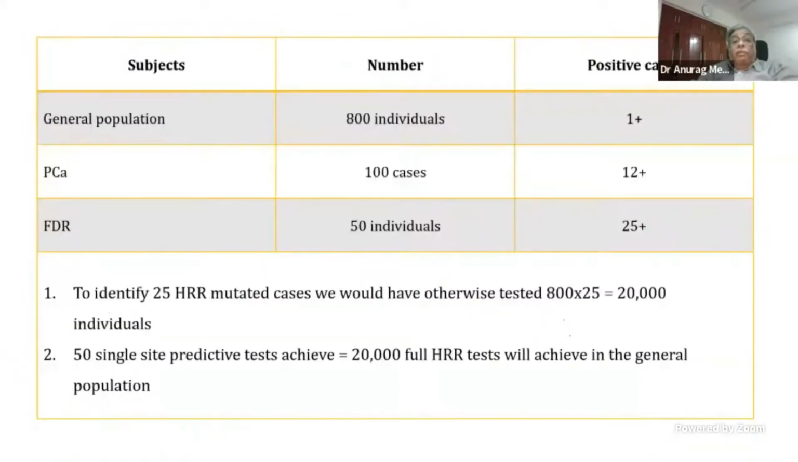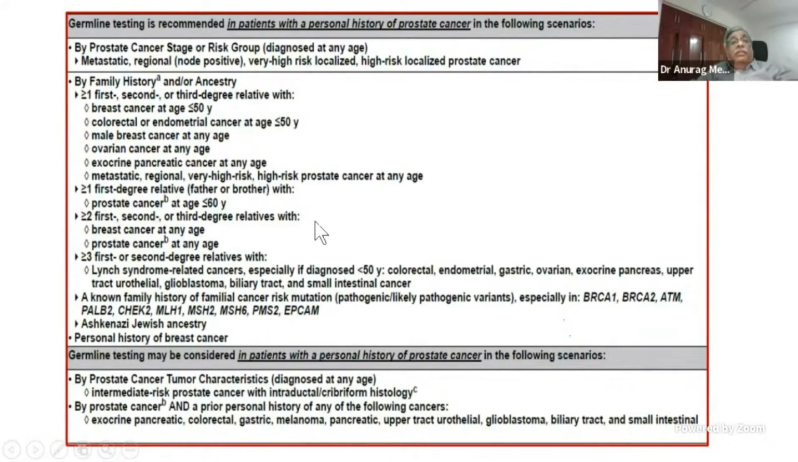And why is it a very powerful preventive strategy? If, for example, in a general population we do the screening, we will find 1 positive out of 800 individuals. While if we test 100 cases of prostate carcinoma, we will find 12 patients positive with germline mutations. And if we have 4 family members to be tested, we will test 50 individuals. Of them, 25 will be positive. And to find 25 positive in the general population, otherwise, we will need to test 20,000 individuals. While here we test only 50 individuals, that too with a site-specific test, specific for the mutation that we have seen. And these are the instances.